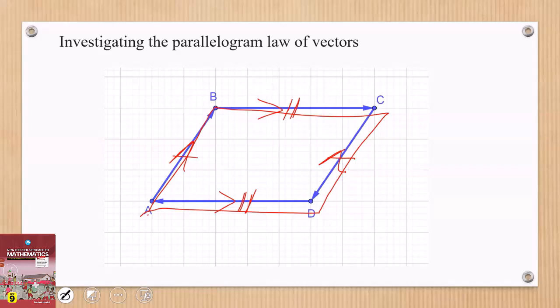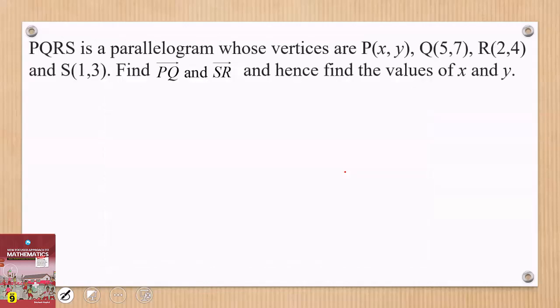Now, based on this concept of parity and two opposite sides being equal, we can use it to solve a series of questions as far as vectors are concerned. So let's take an example and see. Let's say I give you this question. PQRS is a parallelogram whose vertices are this, this, this, and that. We want to find PQ, we want to find SR. Then hence we want to find the value of X and Y.